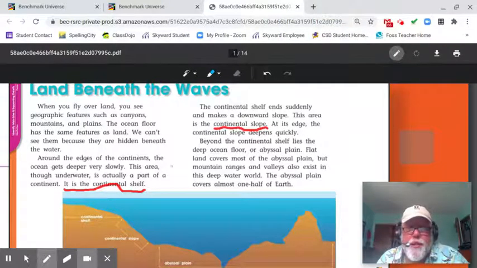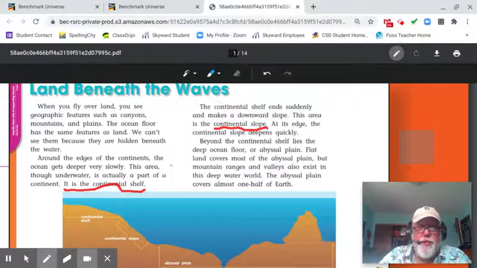Beyond the continental shelf lies the deep ocean floor, or the abysmal plain. Flat land covers most of the abysmal plain, but mountain ridges and valleys also exist in this deep water world. The abysmal plain covers almost one half of the earth. This paragraph would be about the abysmal plain.